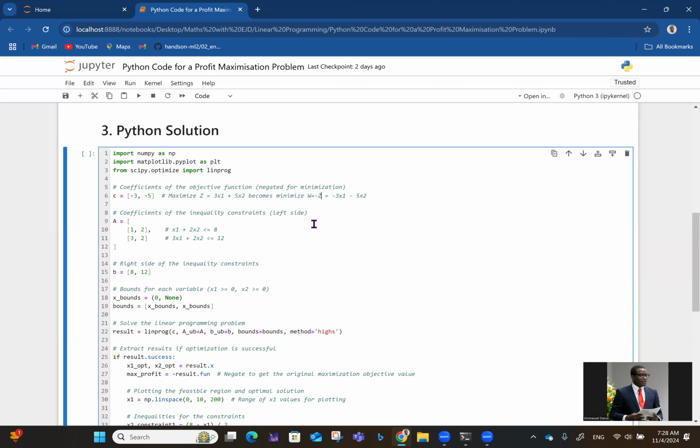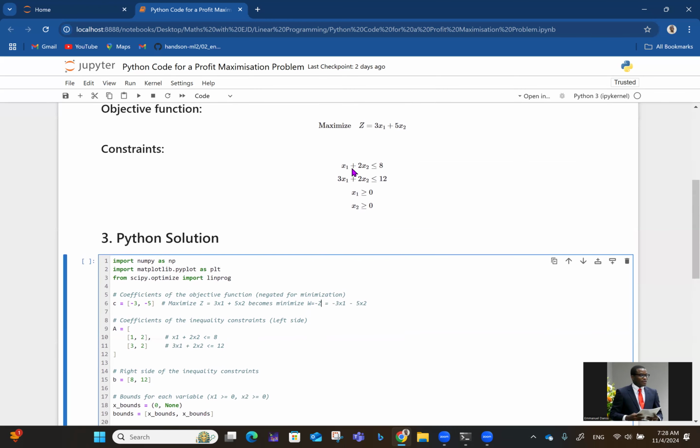Then the coefficients of the inequality constraints. Looking at the inequality constraints, you have coefficient of x1 is 1, coefficient of x2 is 2. And then coefficient of x1 is 3, coefficient of x2 is 2. So here you define the coefficients of the inequality constraints. C is for the objective function. A is for the coefficients of the inequality constraints. If you have more constraints, you just keep on listing them out like that.